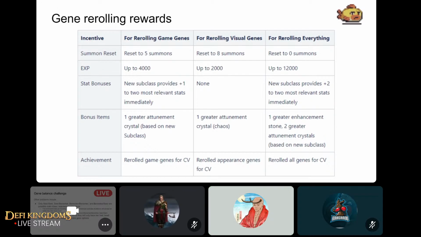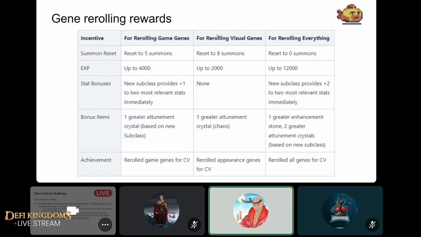performed, but with this reset, the summoning cost and the cooldown are driven by what your summon count is. So if you only reroll the game genes, that would reset you down to 5 summons, which would mean your next summon would cost, I believe, 12 jewel, or let's see, no, 16. It would cost 16 jewel for that, rather than 30, which is the cap.